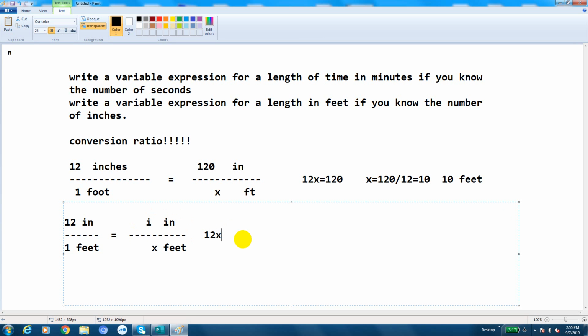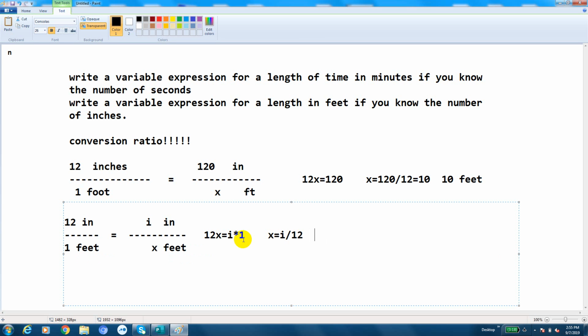Okay, so now you do cross multiplying. 12x is equal to I times 1, right? Now you want to solve for x. Don't get confused. You're not solving for I, you're solving for x. This is where it really gets confusing. You have to figure out what you're solving for. So x, the answer is I divided by 12. That's the answer.